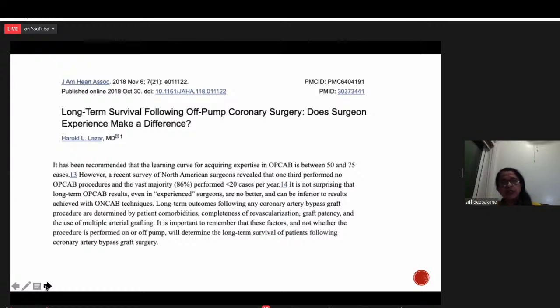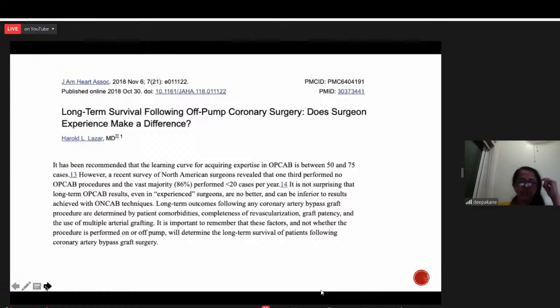So what about the experience of the surgeons? Does the surgeon's experience make a difference? You see, the learning curve for acquiring expertise in off-pump is about 50 to 75 cases. We've seen in North America that one-third of the surgeons do not do off-pump, and a vast majority, 86%, perform fewer than 20 cases per year. So it is not surprising that long-term off-pump results, even in experienced surgeons, are no better than, or inferior to, the results achieved with on-pump.